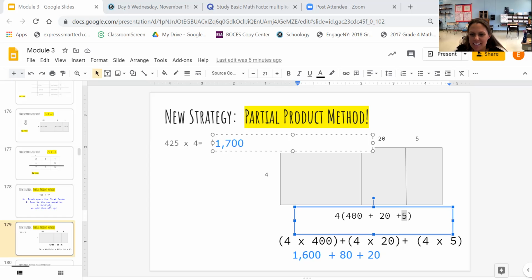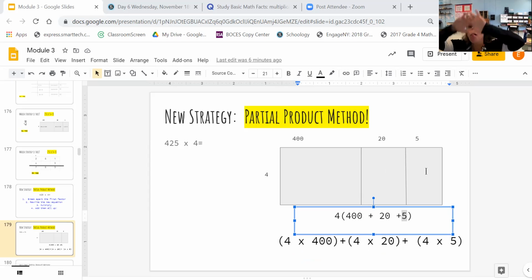All right? Okay. That's the partial product method. Noticing a product is our whole answer. Partial means part of. So all of these are part of the product, the whole answer.